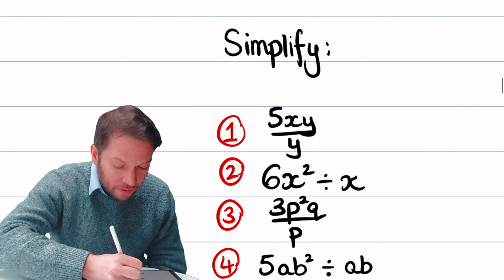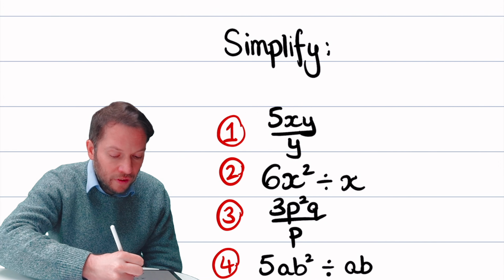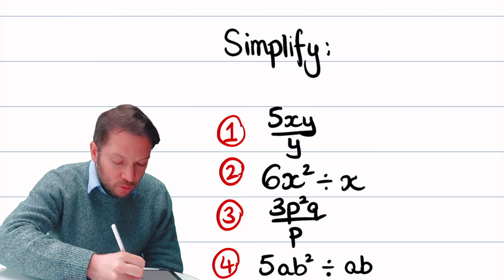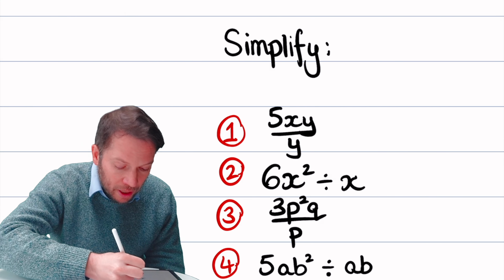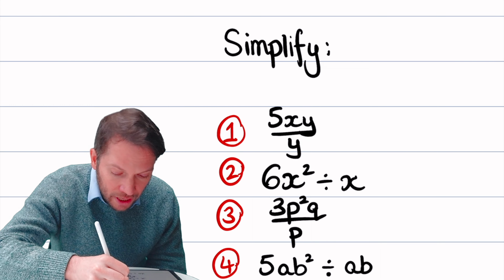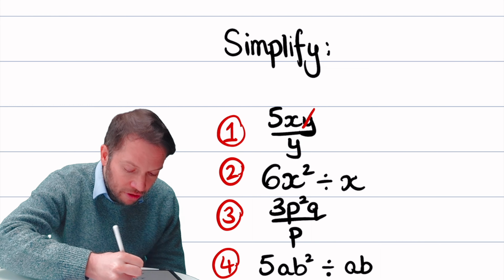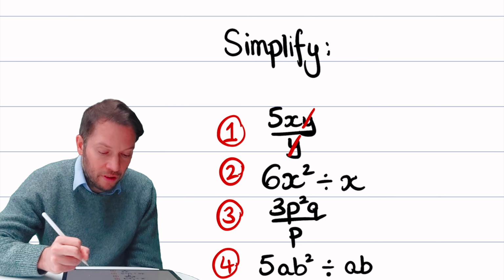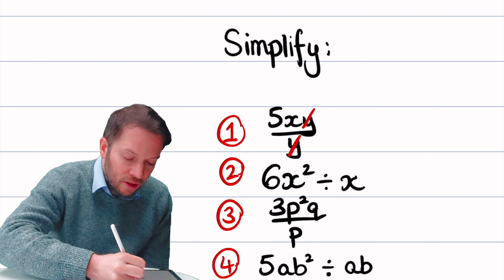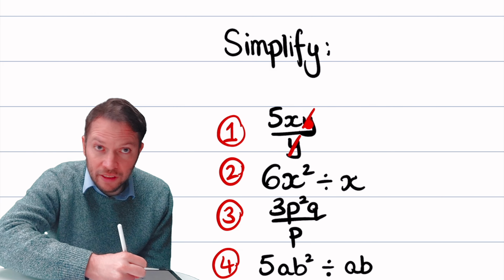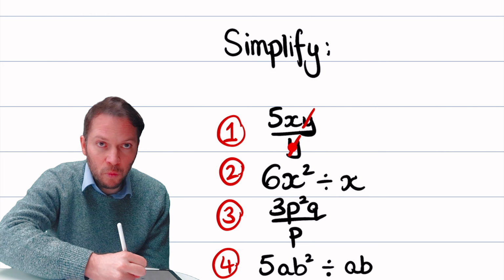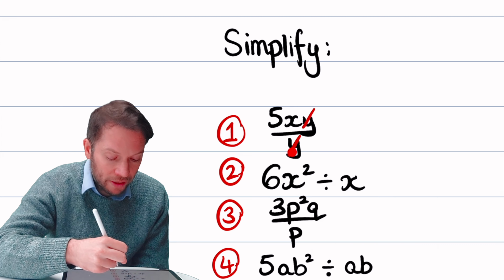If we've got 5xy and we divide by the y, when we do the y divided by the y, they sort of cancel, we could say. The y divided by y, they kind of cancel each other out, and we can put a cross through them just to cancel them out. And what's happening there is that when you do anything divided by itself, like 3 divided by 3 is just going to be 1, 5 divided by 5 is going to be 1, y divided by y is going to be 1.